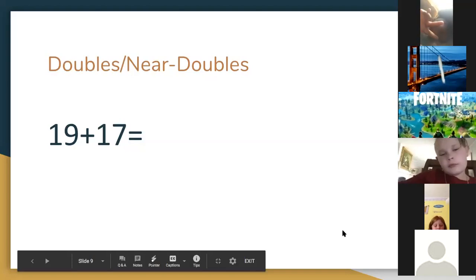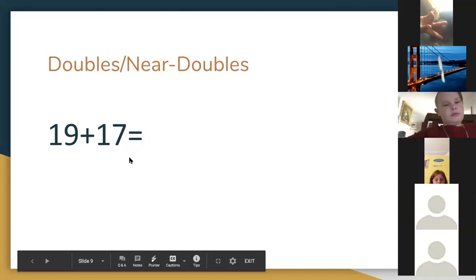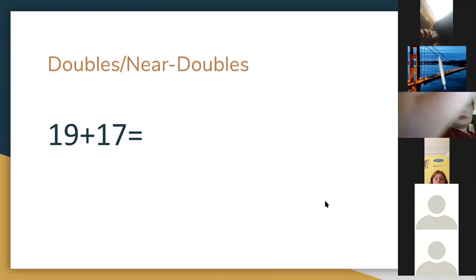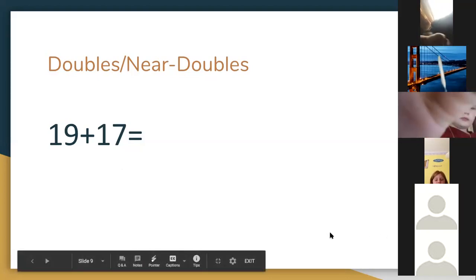I took the 9 and 7 away from 19 and 17. And I did 10 plus 10 equals 20. And then 9 plus 7 equals 16. And then 20 plus 16 equals 36.